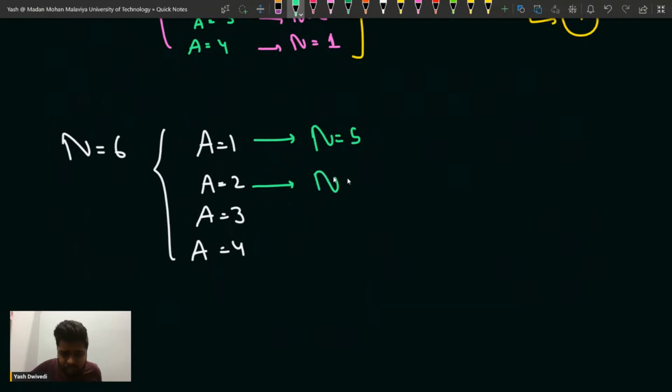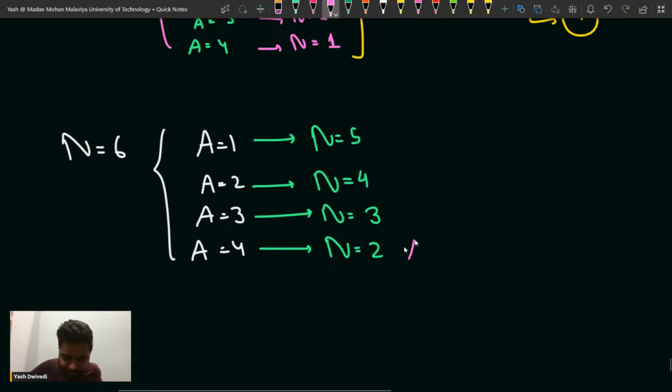5. If A takes two matchsticks, then the n value will be 4. If A takes three matchsticks, then the n value will be 3. A will take any one of them. So the remaining n values will be 5, 4, 3 or 2, and you can see that here A will lose. These are the values that B is going to get.